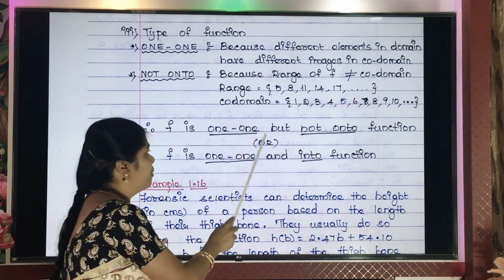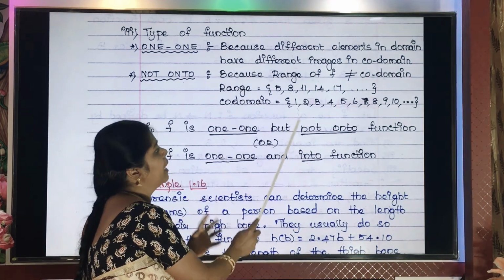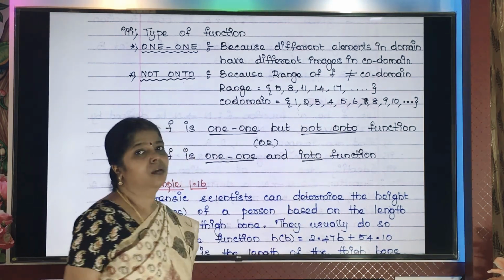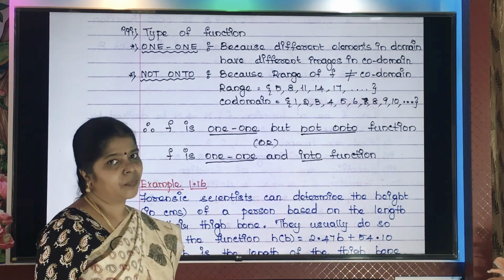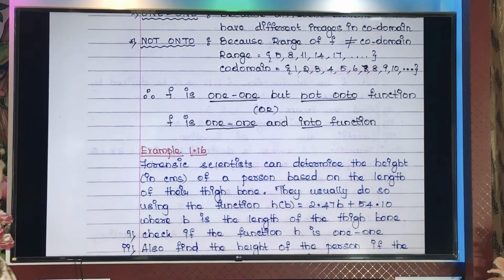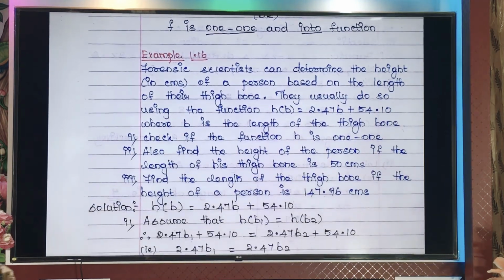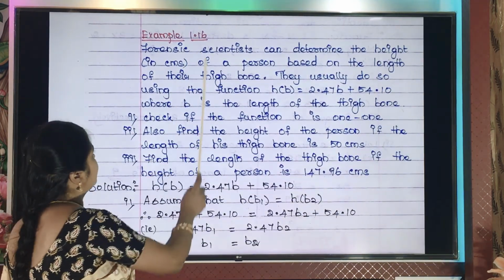Therefore, the given function is 1 to 1 but not onto. Not onto and into are the same thing. Have you all understood? Yes. Now getting into example 1.16.